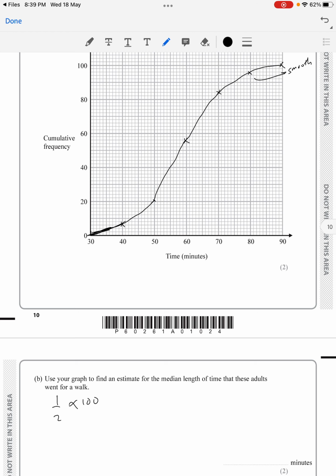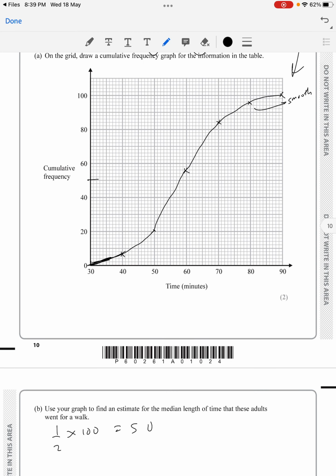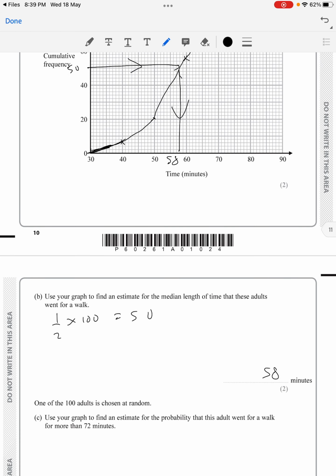So we know for the cumulative frequency, we're just going to do half times 100. So half of 100 is just 50. So you're going to look on the cumulative frequency graph. 50 should be somewhere here, right? And you could pull it down in the graph. That should give you a value of about 58. You just look across and down, and you have 58 minutes.